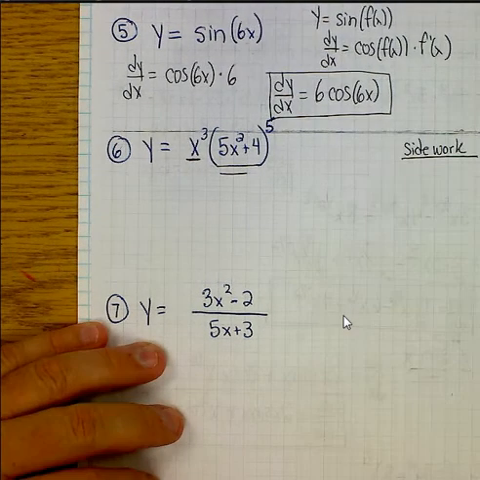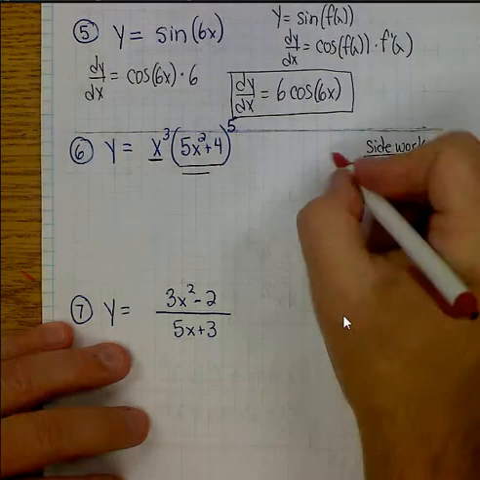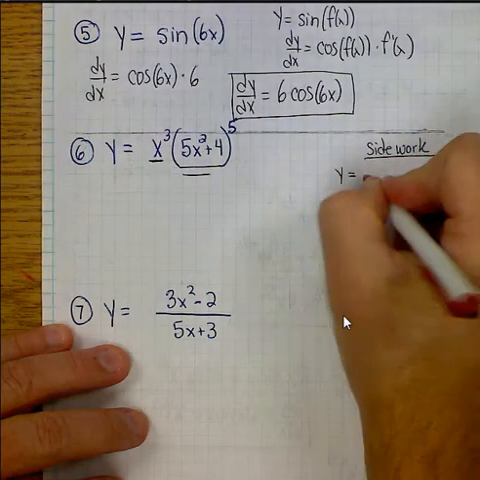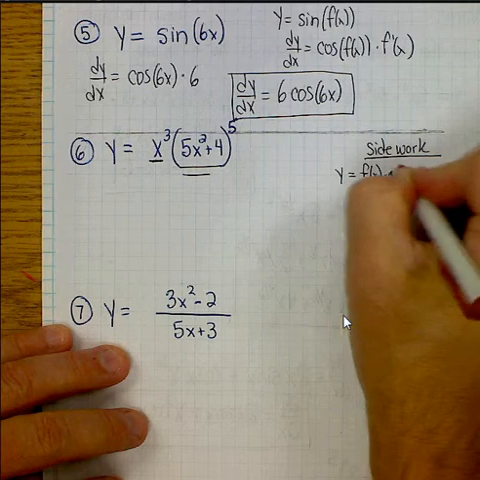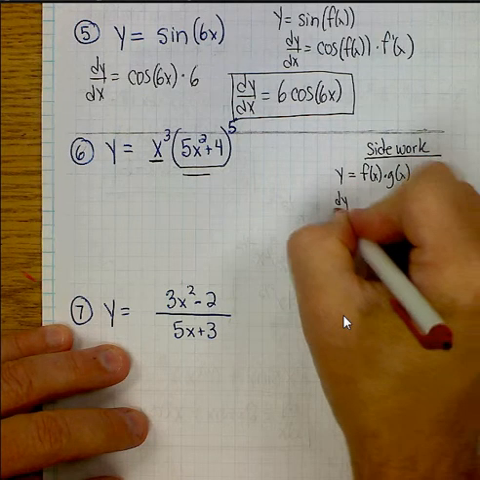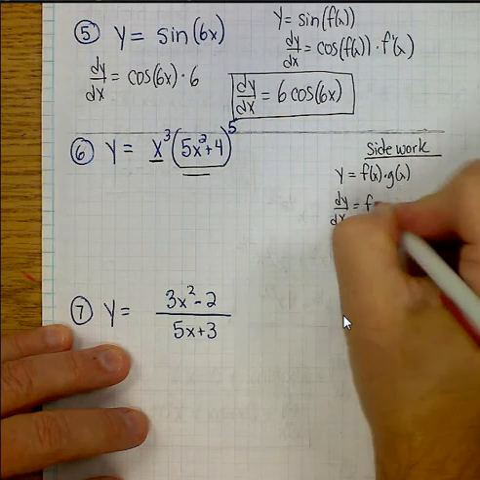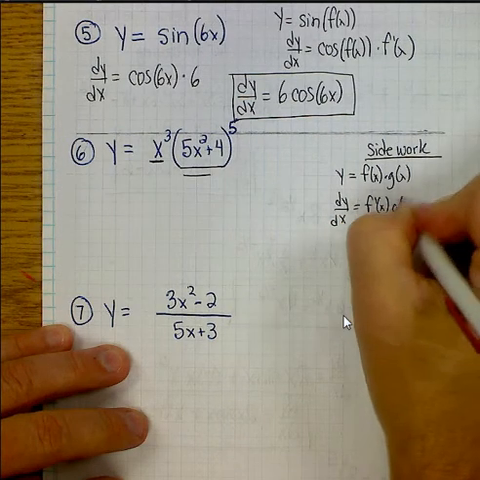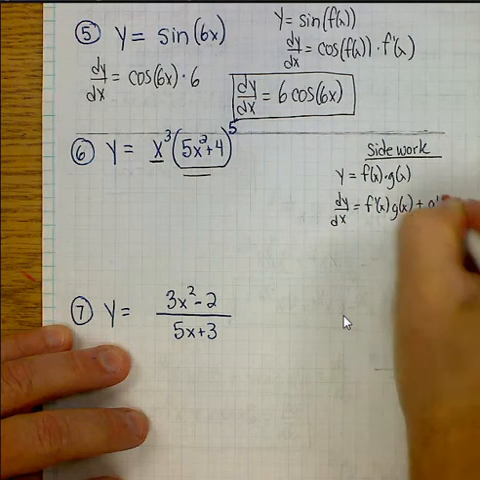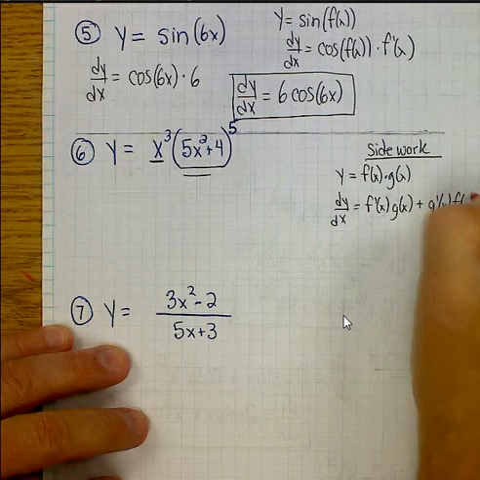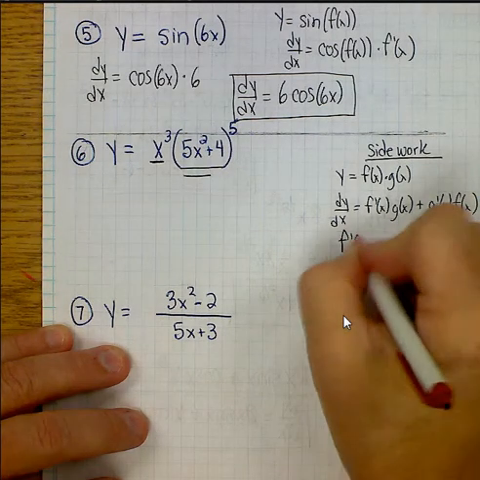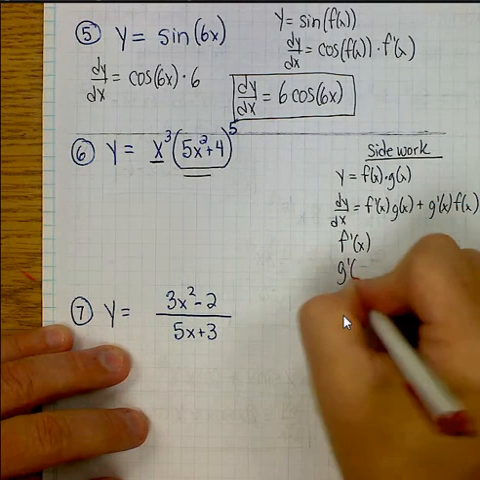So my side work, all right, I have the product rule. First let me denote what the product rule is. If I have f of x times g of x, dy dx is going to equal f prime of x times g of x plus g prime of x times f of x. So I'm going to need an f prime of x, and I'm also going to need a g prime of x.